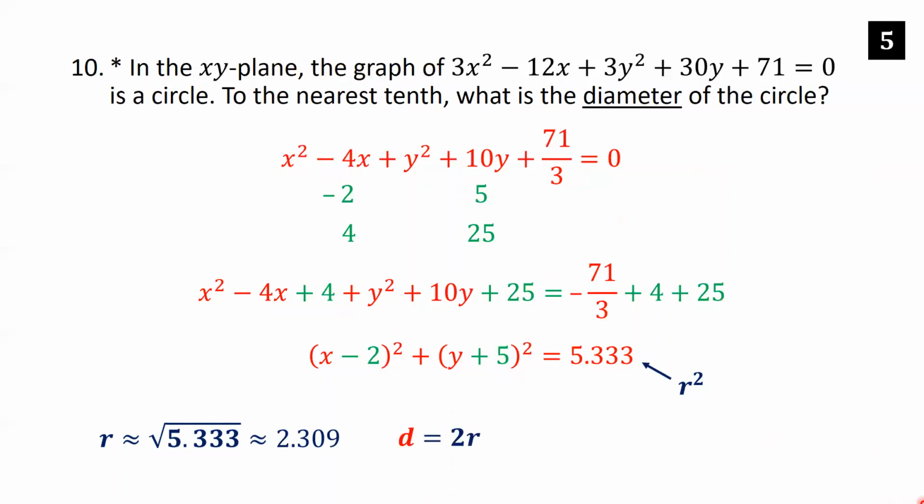So, before that, oh, right, we want the diameter. So the diameter is 2 times the radius. So 2 times 2.309 is 4.6188. And again, we want the diameter to the nearest tenth. So that becomes 4.6. And that is the answer.